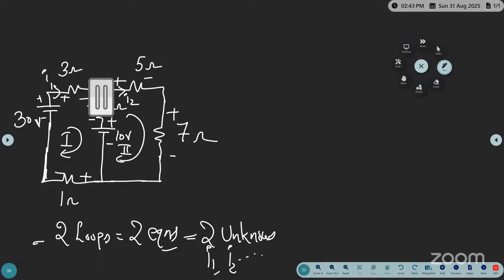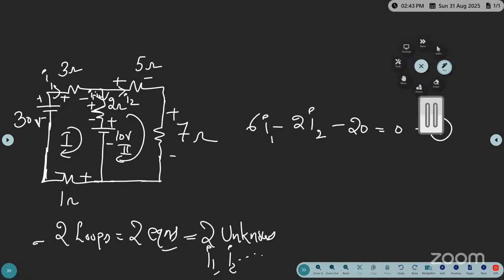What is the first equation? Yes, did you get this equation? If you are able to get this equation, then okay, you understood the mesh analysis. Otherwise, no.